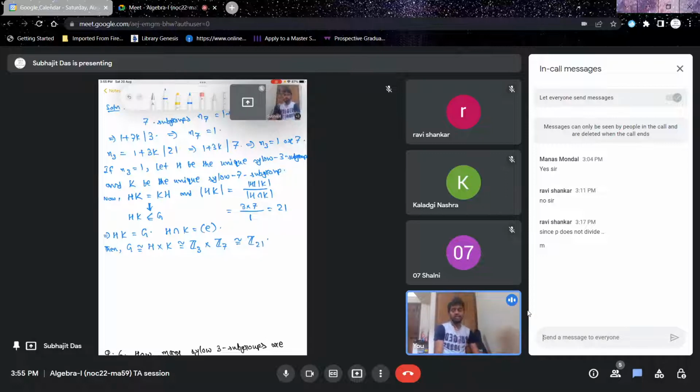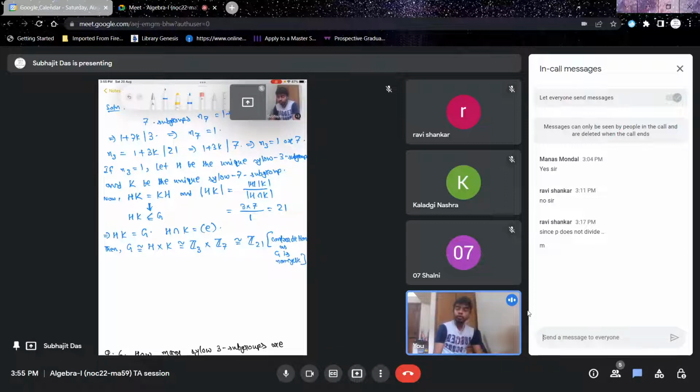You know this, that Zm cross Zn is isomorphic to Zmn if and only if m and n are relatively prime. So G becomes isomorphic to Z21, which is a contradiction, as G is non-cyclic.